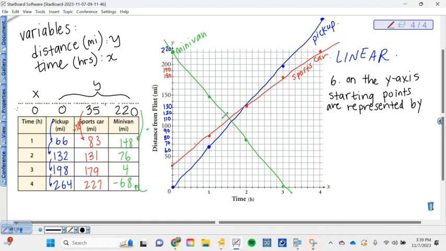The point where the graph intersects with the y-axis. What do we call that? Where does the graph cross the y-axis? Not the x-intercept, but the, exactly. So the starting points are represented by the y-intercepts.